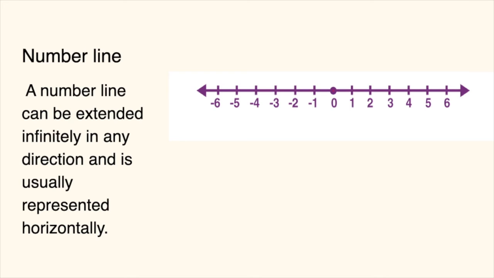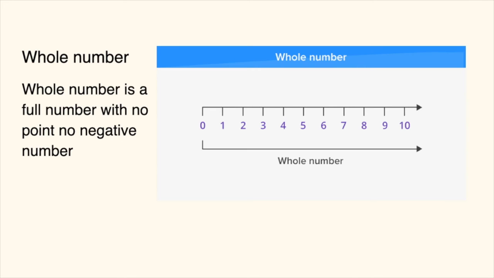Now let's look at a similar topic called whole numbers. As we saw in the classification of integers, a whole number is a full number with no point, no negative. Minus 1 and the like are not whole numbers, but after the 0 they are all whole numbers.